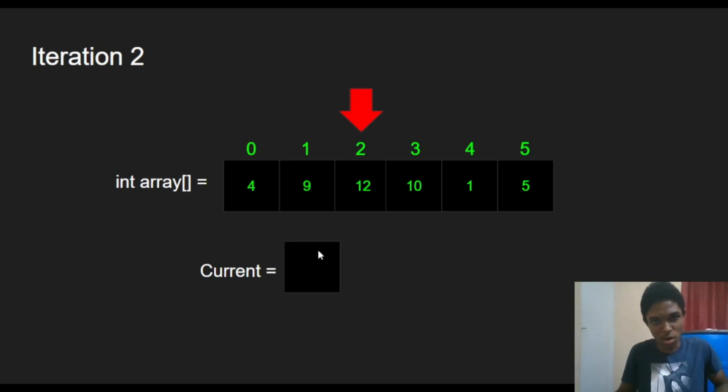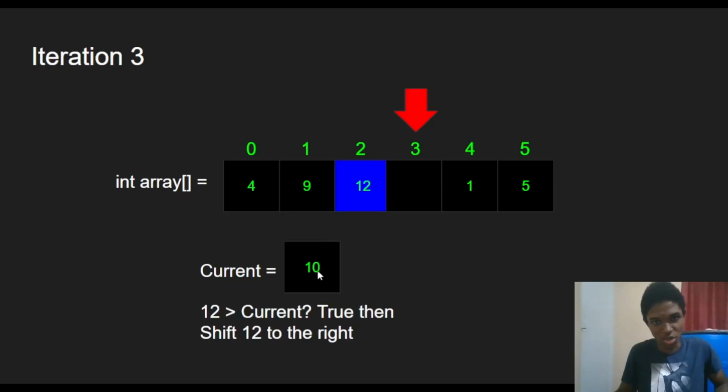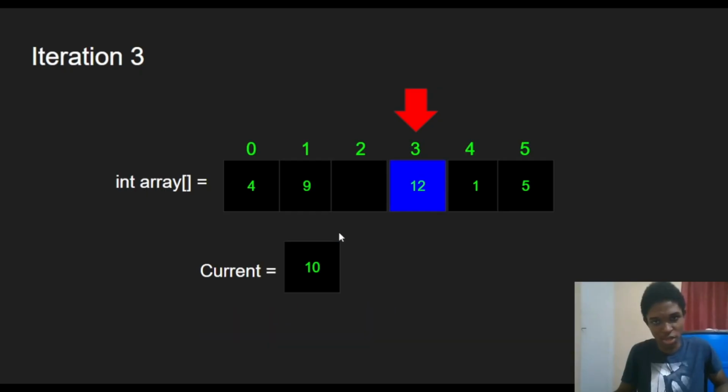Now guys, we move on to the next iteration. We'll take whatever is in index position 3 and place it within our current. So our current is now equal to the value 10. Now we'll compare whatever values are to the left with our current value 10. Is 12 greater than our current? True. Then shift it to the right. So we'll shift 12 to the right.